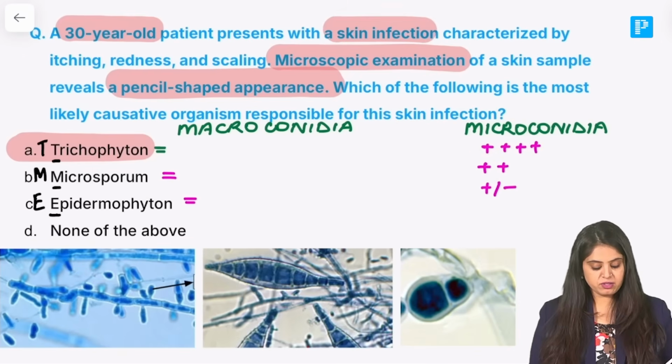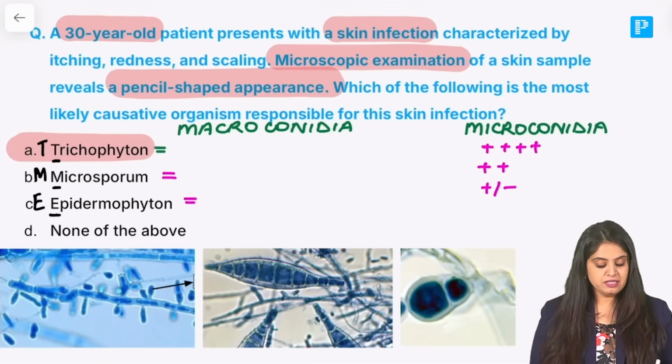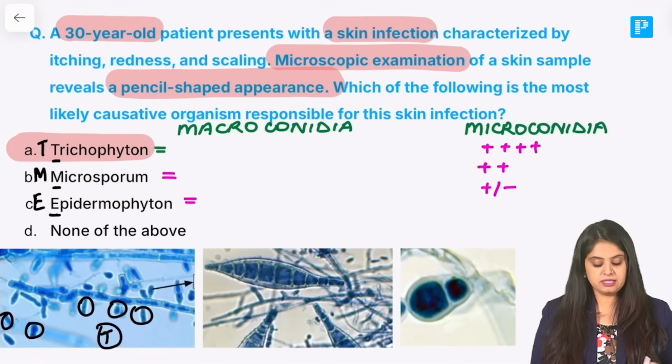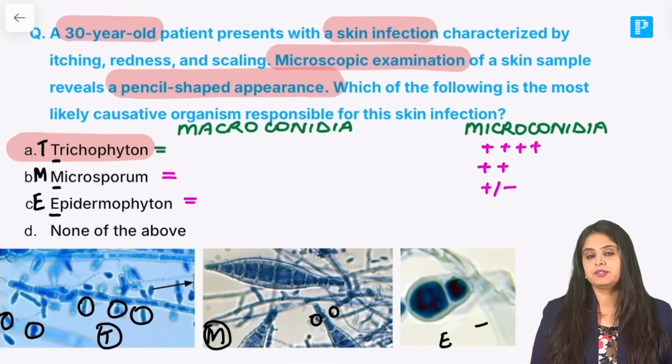Firstly, if I talk about the microconidia in TME, it goes in decreasing order, which means trichophyton is going to have the maximum small microconidia. Then microsporum will have a little fewer, and epidermophyton, I don't see any small microconidia over here.